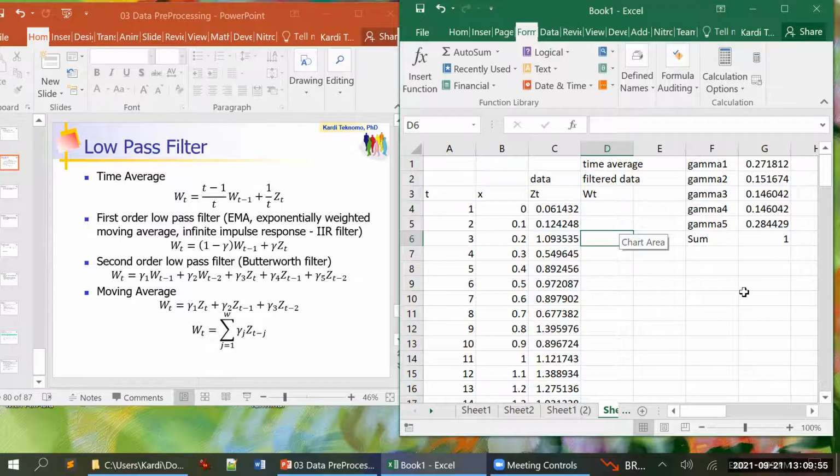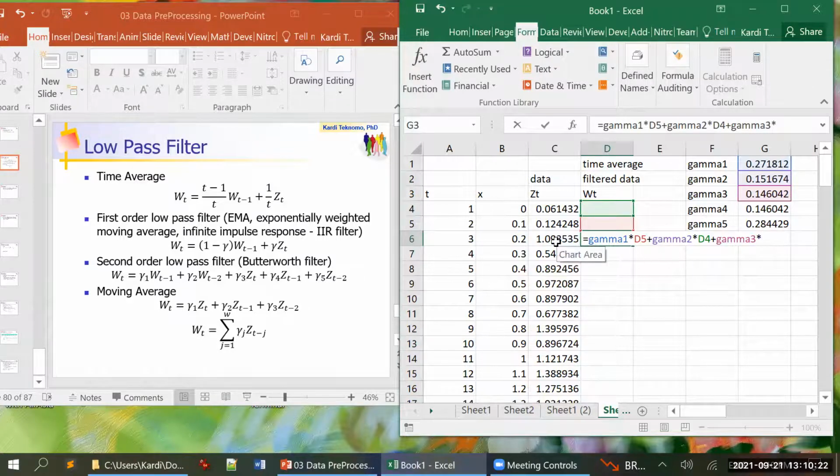Okay, what is this? Equal to gamma 1 multiplied by T minus 1, plus gamma 2 multiplied by T minus 2, plus gamma 3 multiplied by the current data, plus gamma 4 multiplied by the previous data, plus again the last one is gamma 5 multiplied by 2 previous data. Okay.